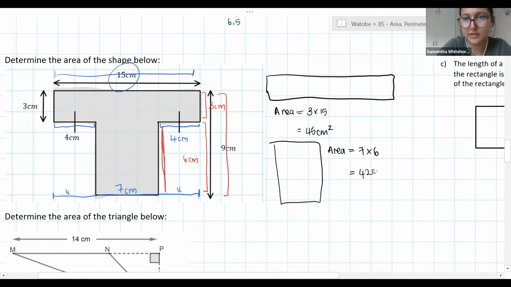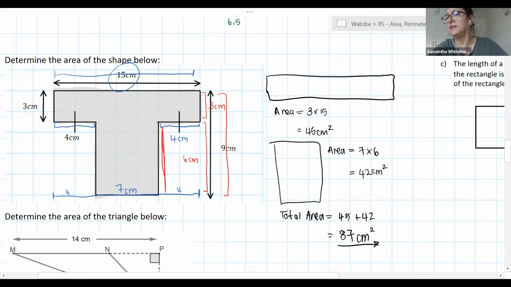Good. And then I added them together, which gave me 87. Perfect. Well done. 87 what? What should my units be? Centimeters squared. Perfect. Excellent, Lolita.